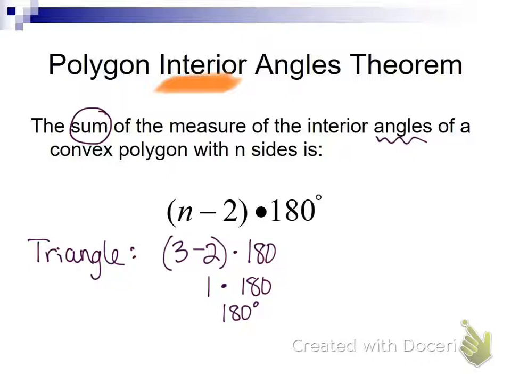We could do the same thing for a quadrilateral. For a quadrilateral, how many sides does it have? 4. What's 4 minus 2? 2 times 180, 360. But you already knew that. If you add up all the angles in a quadrilateral, you should get 360. This is just going to allow us to find angles in other polygons as well, because we could plug in any number of sides here to find out how much all the angles should add up to.